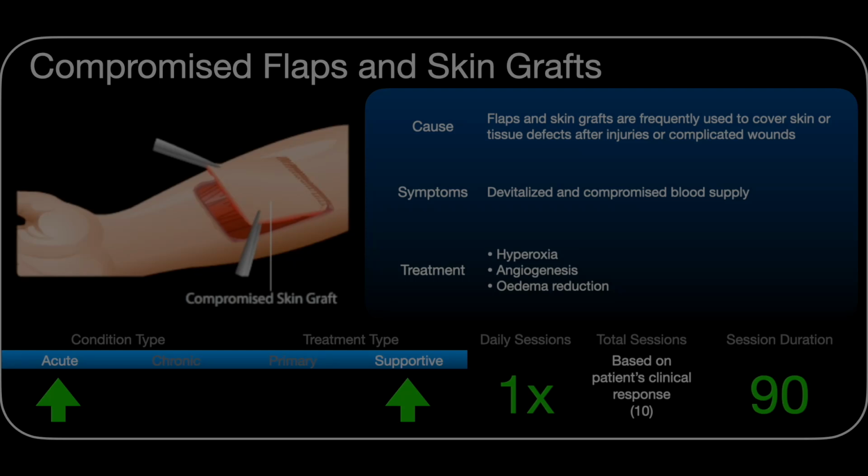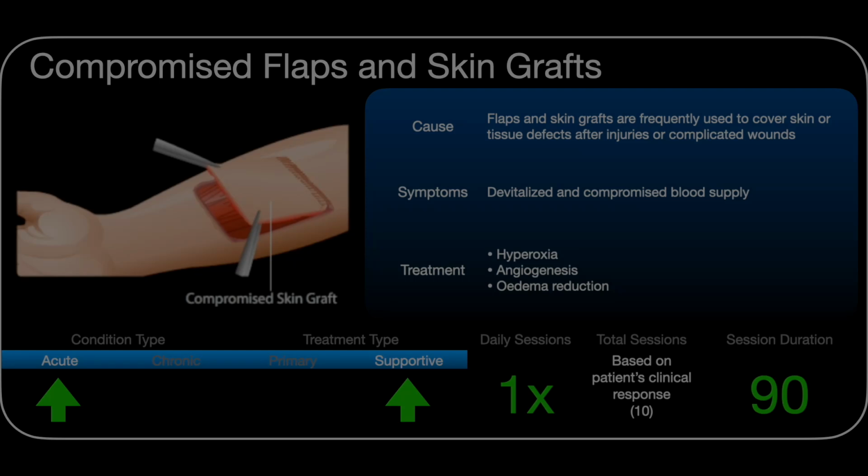Compromised flaps and skin grafts would be considered an acute condition. Hyperbaric oxygen therapy can be used as a supportive treatment modality. Patients are exposed to one session per day, and the total number of sessions would be based on the patient's clinical response, up to approximately 10 sessions.